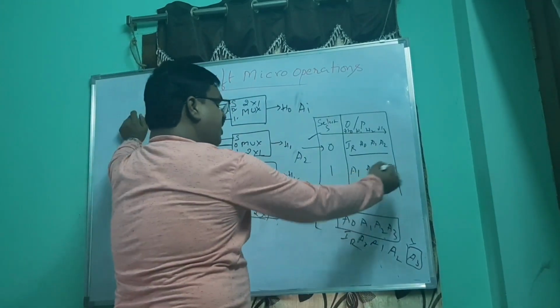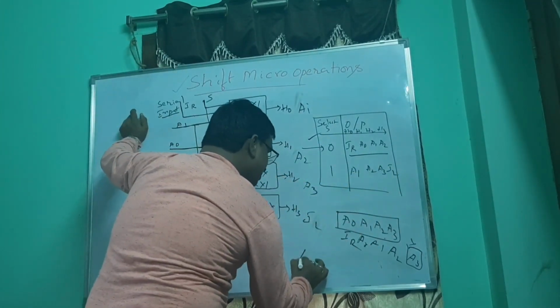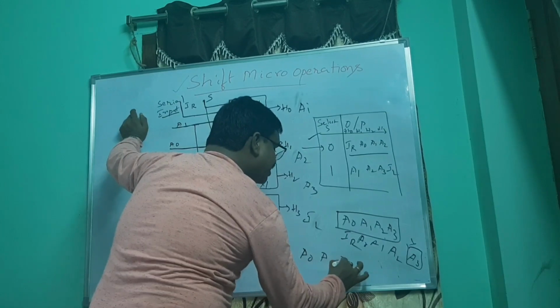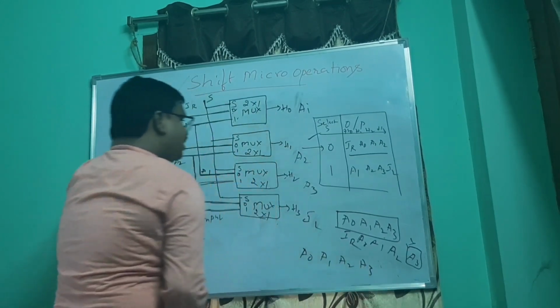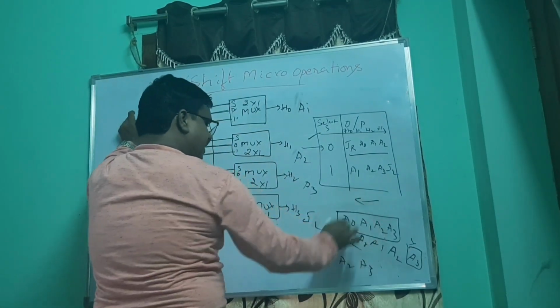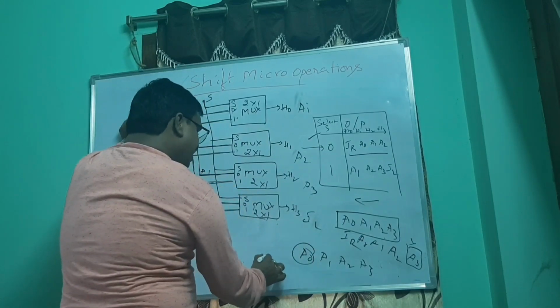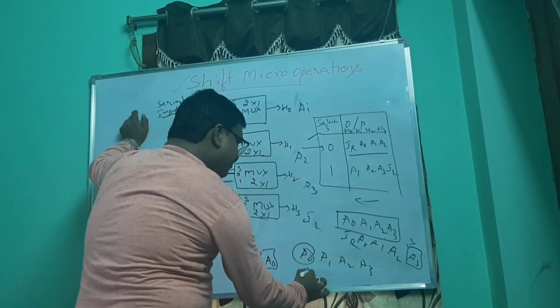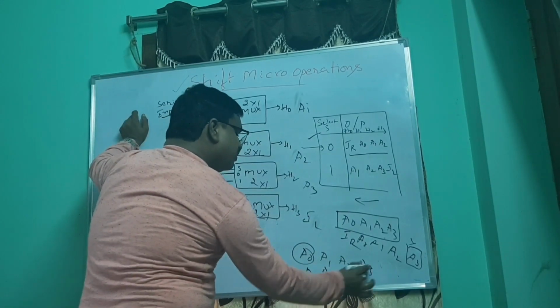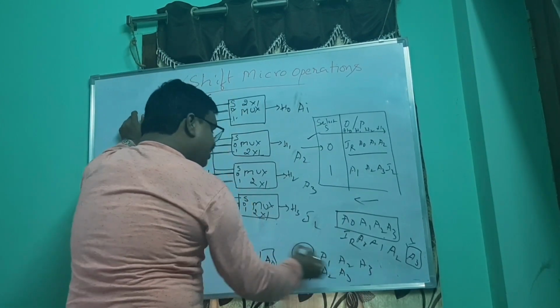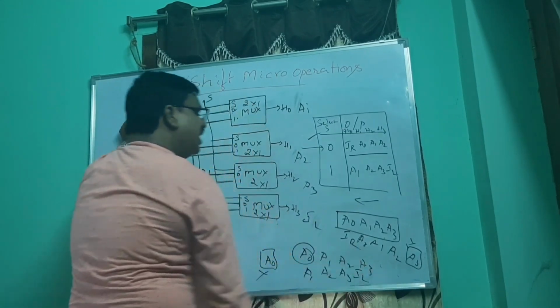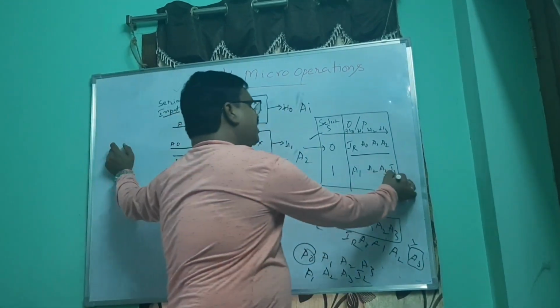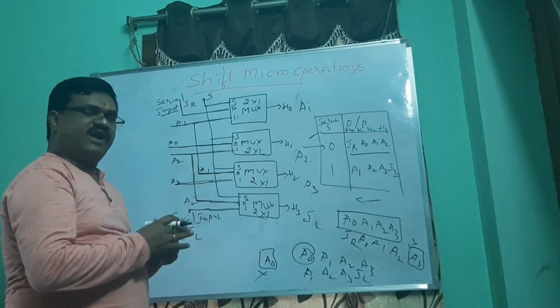So A1, A2, A3. In this case we just check it out. A0, A1, A2, A3 are there. But when you are going to move the data like this, A0 will be discarded, and A1 goes in place of A2, A2 in place of A3, and a new input IN. Input left will be there. So this is the shift right and shift left operations.